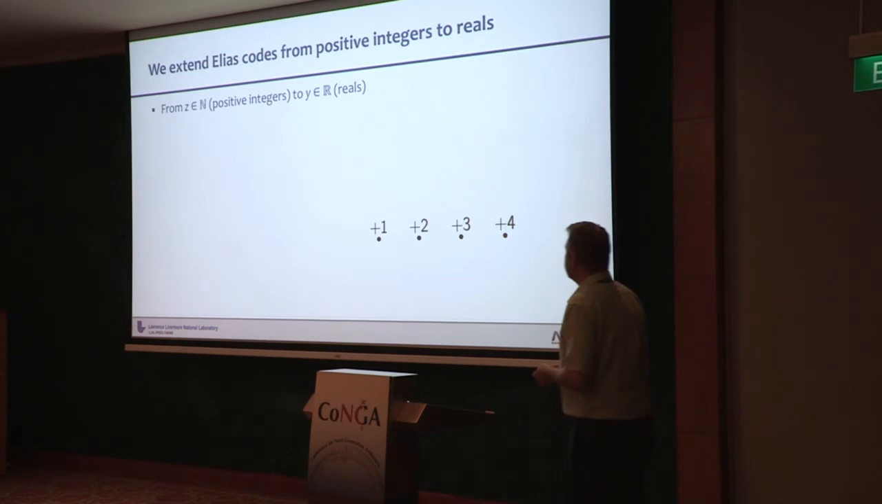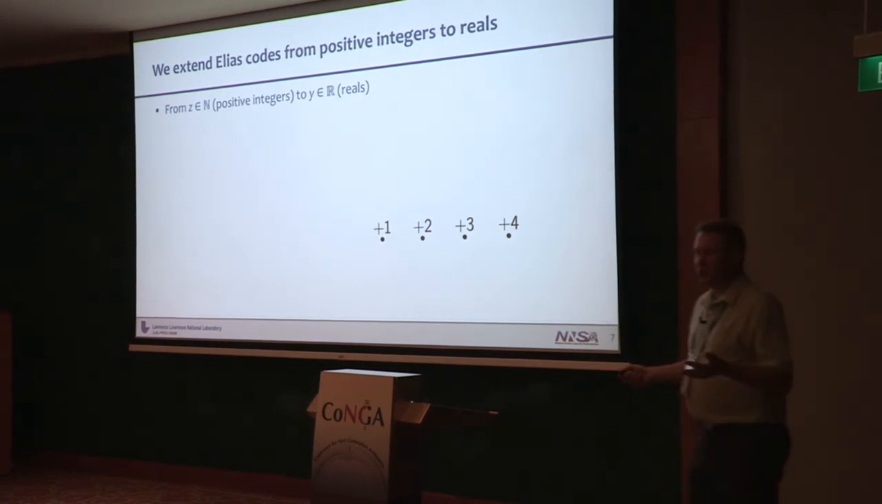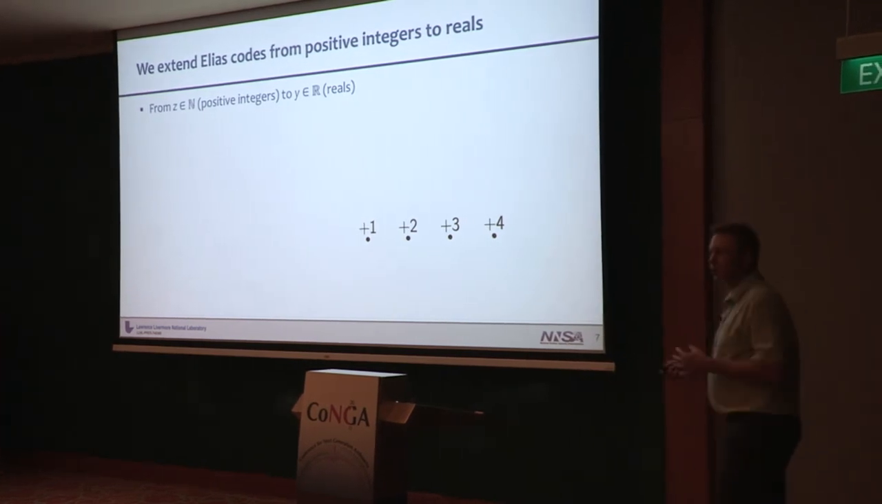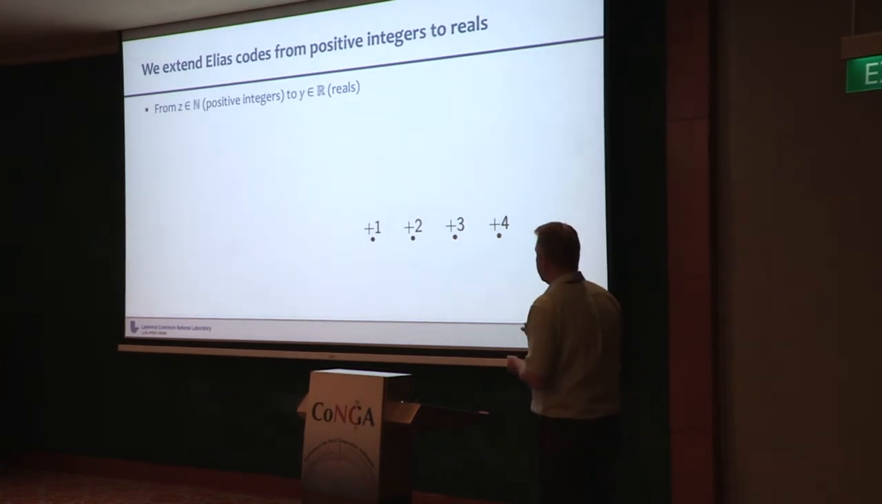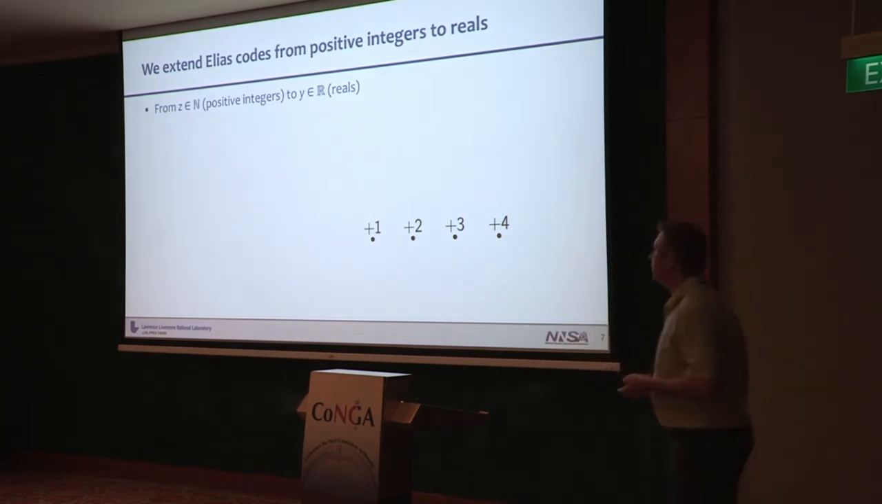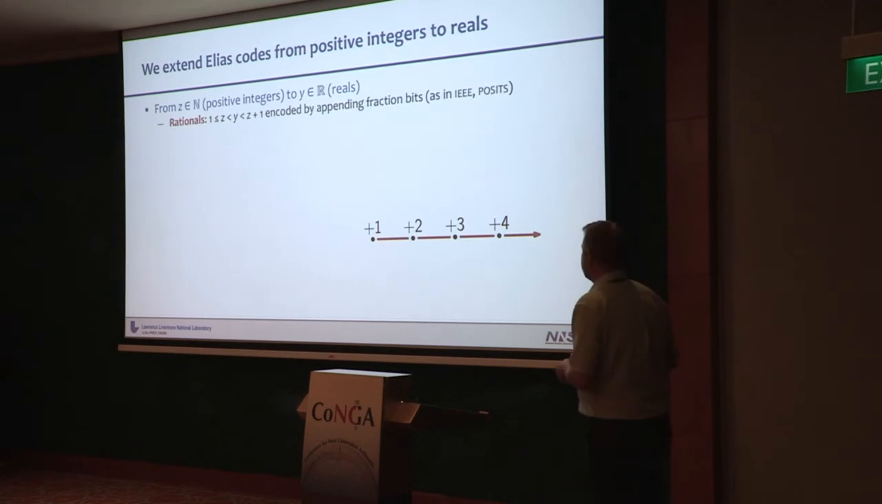All right, so let's look at this. So this works for positive integers. I think we can agree that we need more than that. If we're starting with positive integers, we can encode 1, 2, 3, 4, and so forth using this scheme. So in our paper, we generalize this to the rest of the real line, so to speak, right?